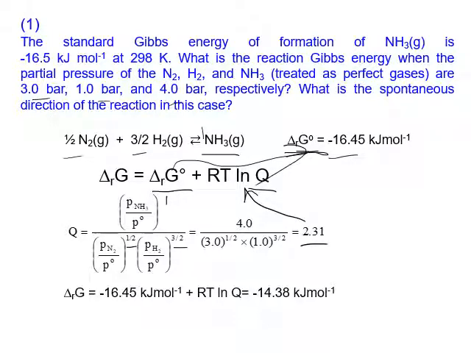So again, pay attention to the unit. This one is kilojoule, and this one is joule. You need to multiply by 10 to the minus 3, and that gives you negative 14.38 kilojoule per mole. Now, because the reaction Gibbs energy for this mixture is a negative number, less than 0, that indicates the forward reaction is spontaneous.